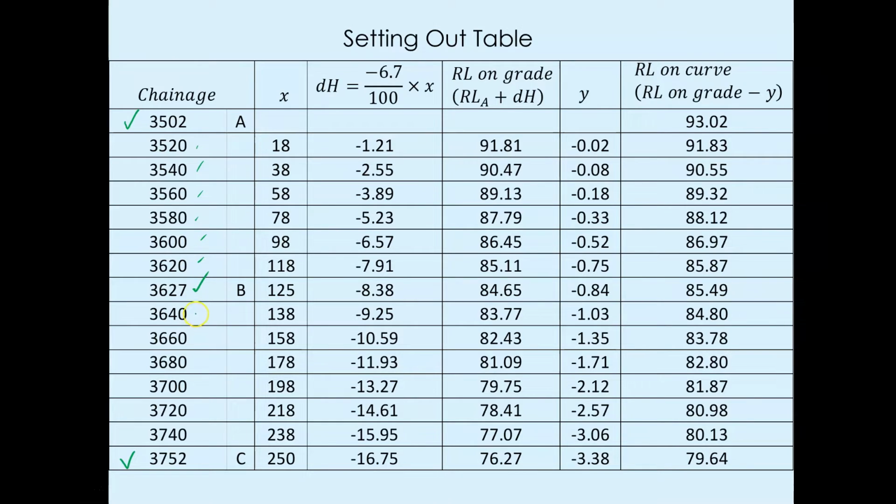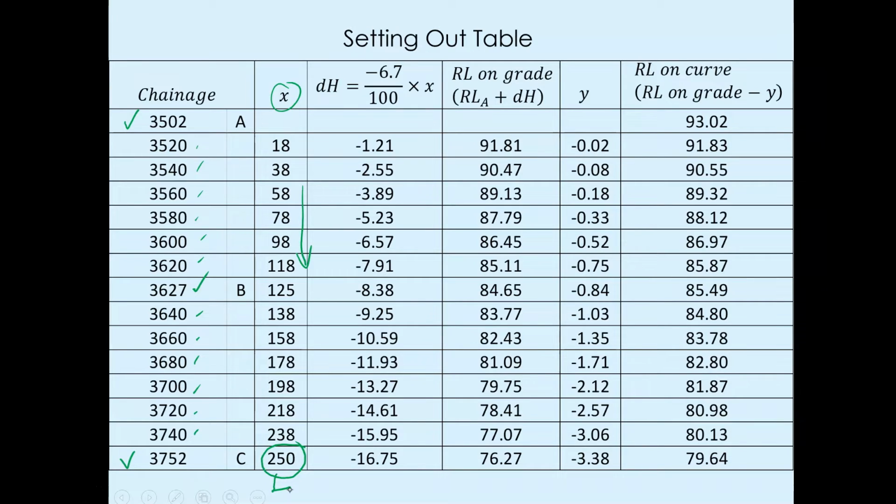So the next one will then be the round number multiple of 20, except for the last one at C. X will be the distance from A. So when you go down the list and get to the last point, the second tangent, you should get 250, which is equal to the length of the curve L.